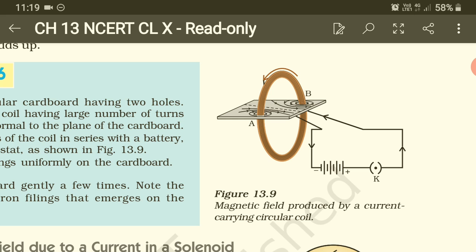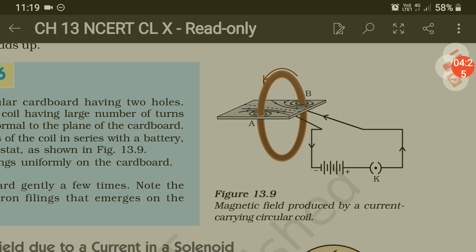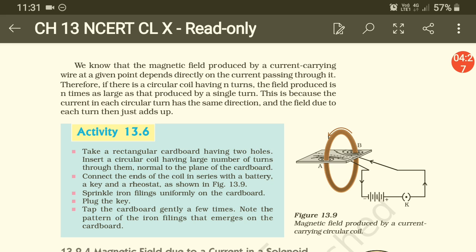A bar magnet also has two magnetic poles, that is north pole and south pole, and here also we can see two different directions of magnetic fields. So arm A will show towards the south pole and arm B will show towards the north pole. So we can observe that magnetic field lines are in opposite direction in arm A and arm B, just the same as that in the bar magnet.